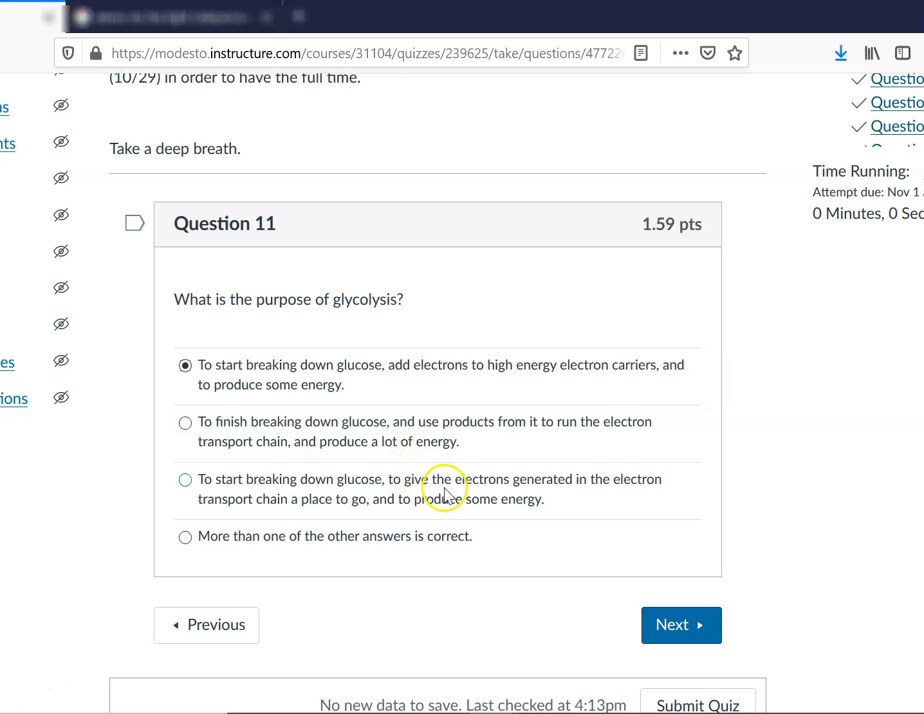To start breaking down glucose, give the electrons generated in the electron transport chain a place to go. So electrons aren't generated in the electron transport chain. So this is a trash answer. More than one of these answers is correct. No, we got it right.